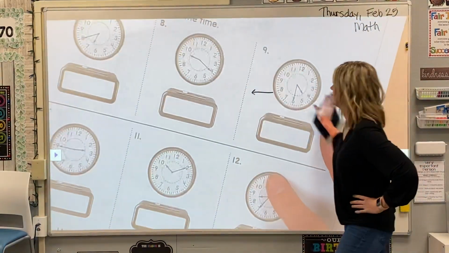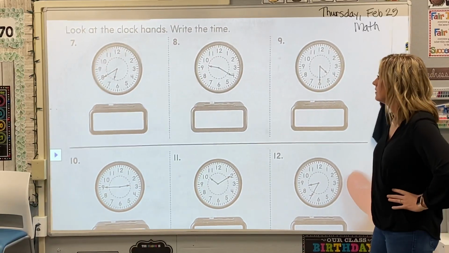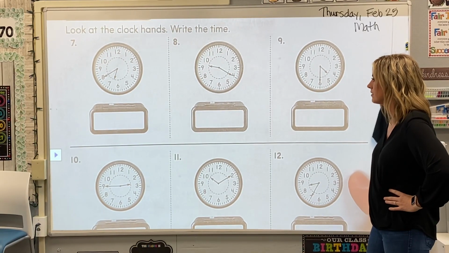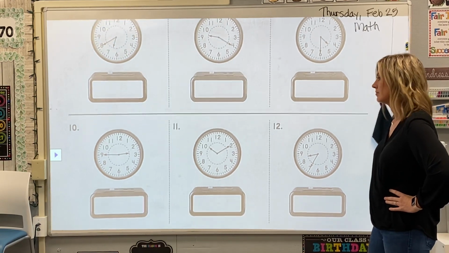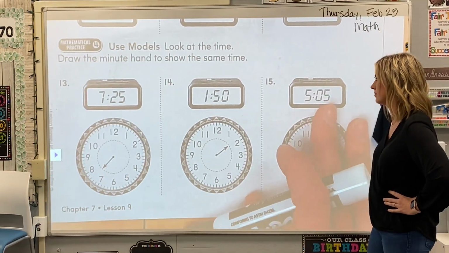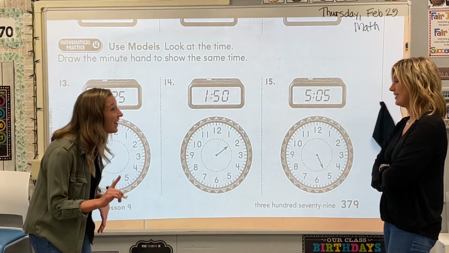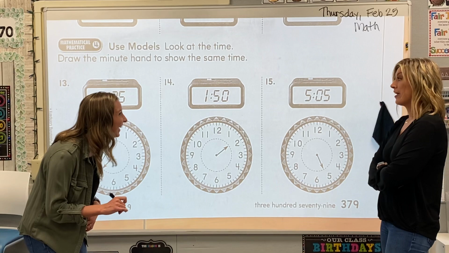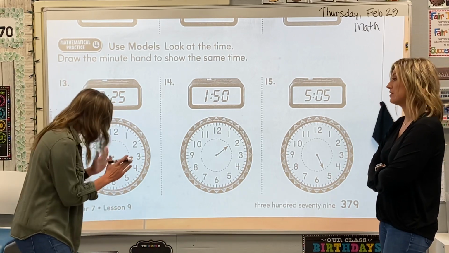All right, there is a back. I just want to make sure that we are not missing anything in our work. It looks like the next 6 clocks, you need to do the same thing. You're reading the clock and then just writing the digital time. And then on the bottom, you need to do the reverse. But what are you noticing? They did the hour hand for us, which is hard to do. So I'm glad that they did that. All we have to do is the minute hand.